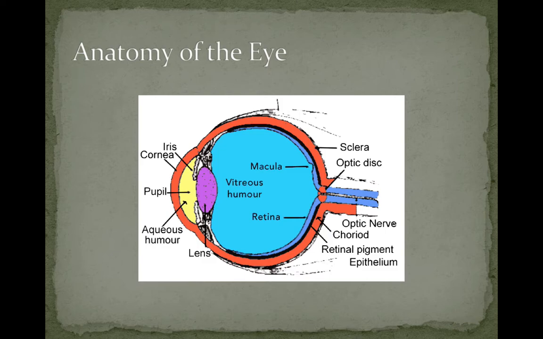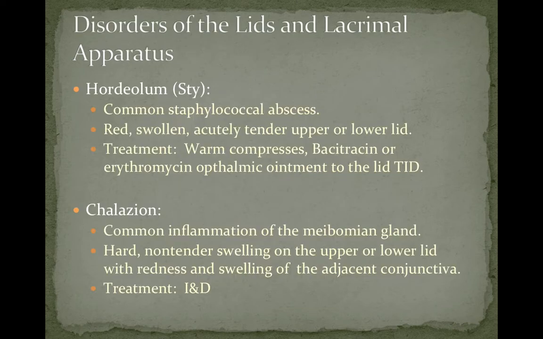So just for graphic reasons, this is the picture of the eye, and typically the parts of the eye that we want to make sure that we can take into consideration when we see somebody with an eye disorder. The first most common issues are the stye and the chalazion. These are conditions of the eyelids. The stye is typically a result of a staph infection or staph abscess, and it presents with a red, swollen, tender upper or lower lid.